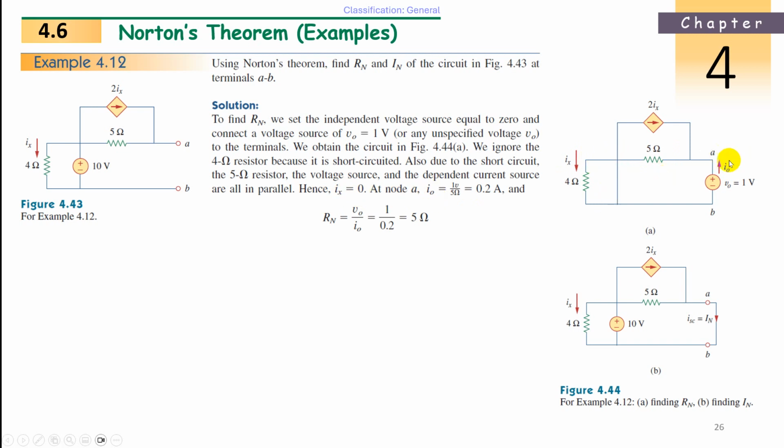At node A, I0 is nothing but 1 volt divided by 5 ohms. Because, as we already know, because of this short circuit Ix becomes 0. Nothing is flowing here, so removing it. So this will not come into picture, and only the 5 ohms will be there.